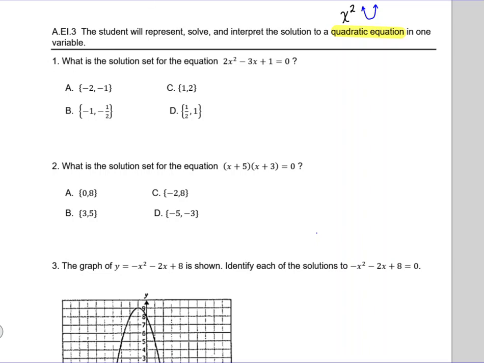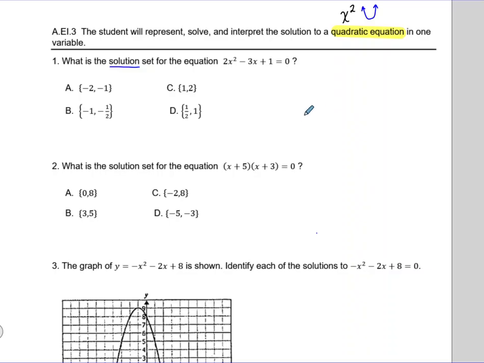Alright, in this video we will look at solving quadratic equations. A quadratic equation is an equation that has x squared, and also the graph of a quadratic, if you remember, it's a curve like this, it's a parabola. Alright, the first question says, what is the solution set for the equation?